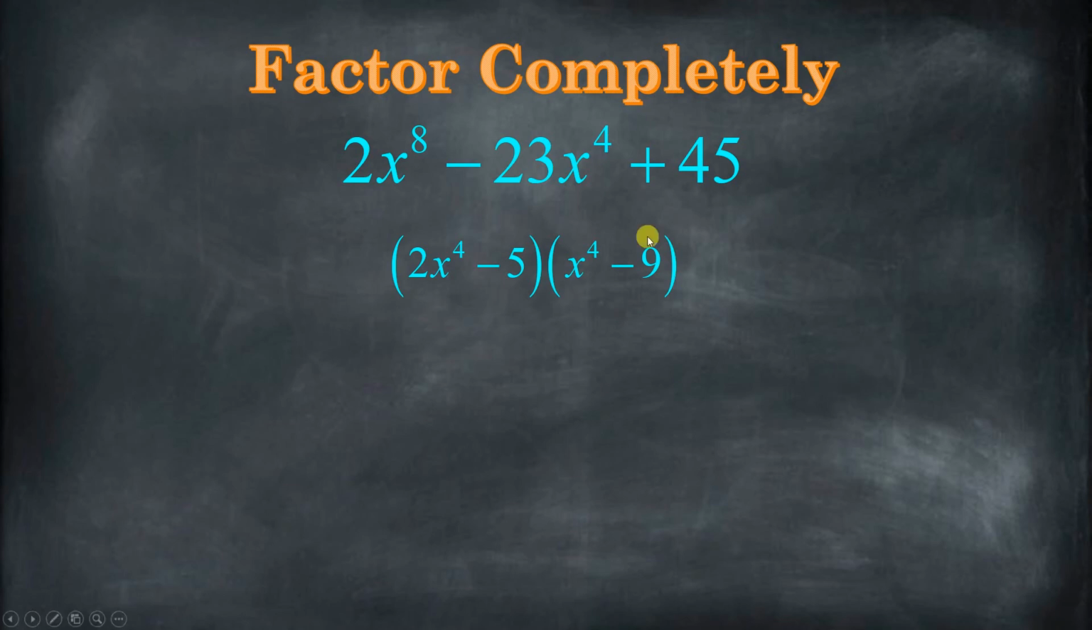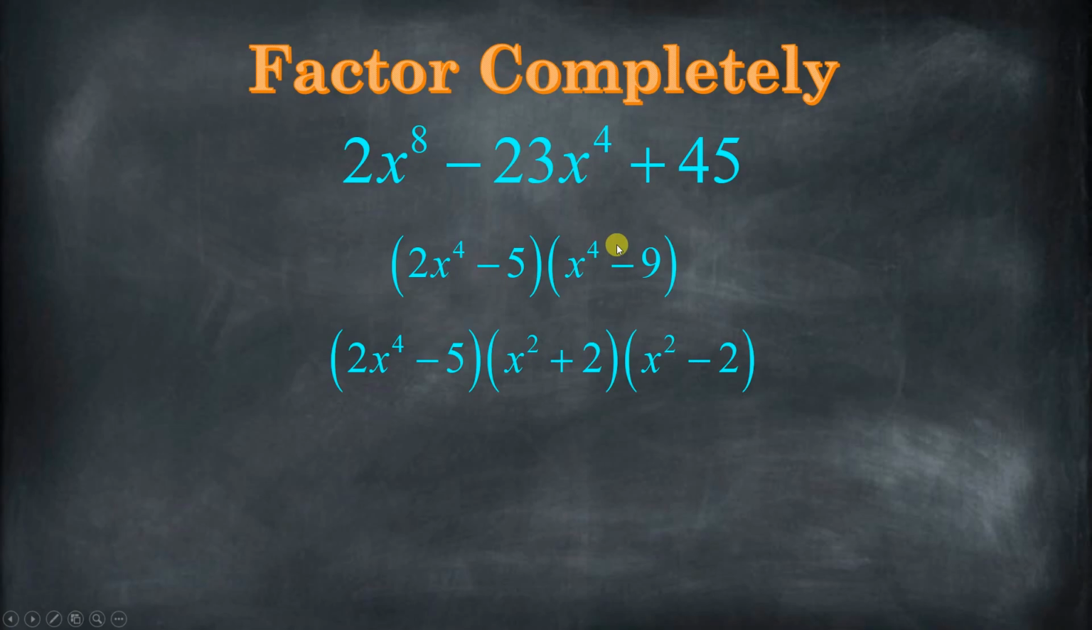But here's where it gets a little tricky. Do you see this second factor right here? Well, that's a perfect square, x to the fourth. So is 9. That's the difference of squares. You can still factor this. So you always have to be on the lookout for that because it's going to come back and get you.